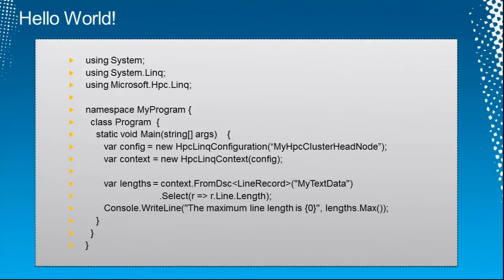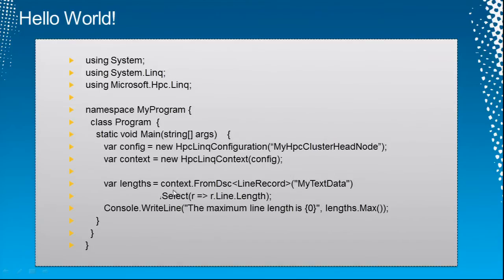The things that you'll notice is that, first of all, the namespace here, Microsoft.Hpc.Linq. That's one of the new parts. As well as here, if you can see that we are using the HPC Linq configuration constructor to get a config object, and this is the name of my head node. And then I use the same object to get a context.